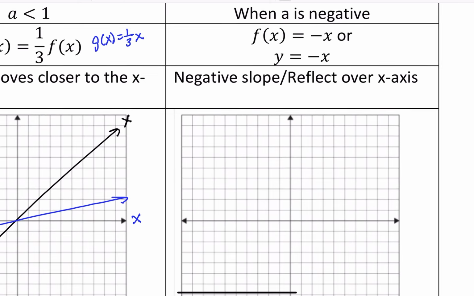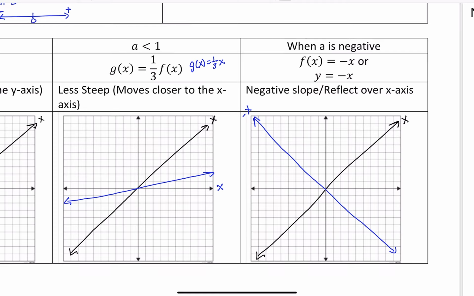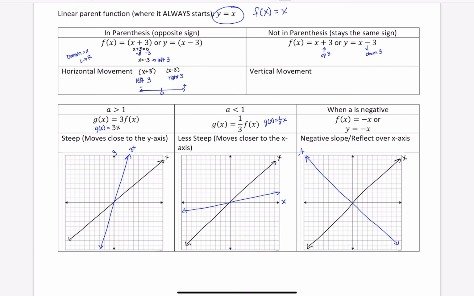Here, negative. Okay, so again, my parent function is going to be something like this. Again, my points aren't exact. Your negative is going to be the exact same thing, just reflecting over the x-axis. Okay, so that's how you can transform linear functions.